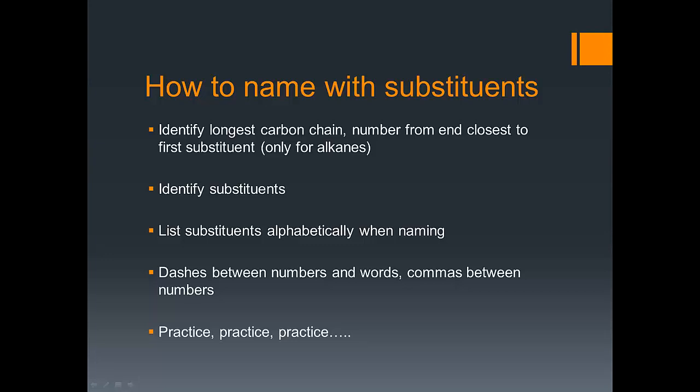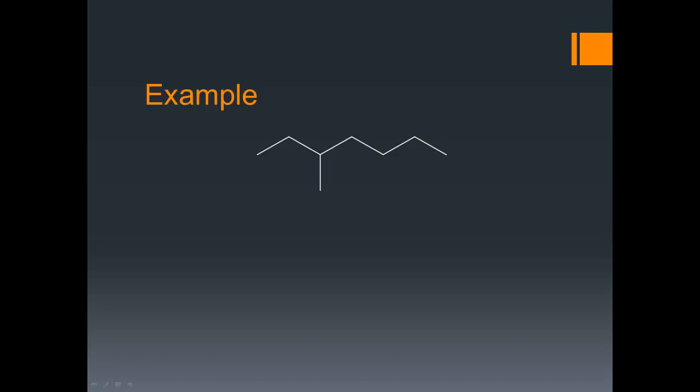Let's have a look at this example. How many carbons do we have in a row in our longest carbon chain? Well, we could count 1, 2, 3, 4. We could count 1, 2, 3, 4, 5, 6. Or we could count 1, 2, 3, 4, 5, 6, 7. So 7 carbons in our longest carbon chain. Again, this is going to be some kind of a heptane.